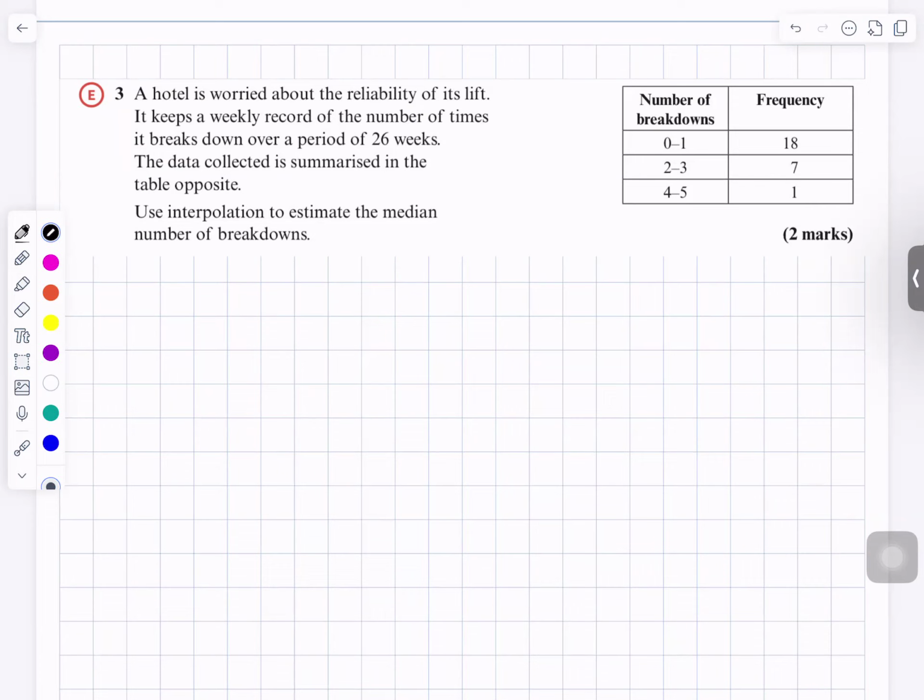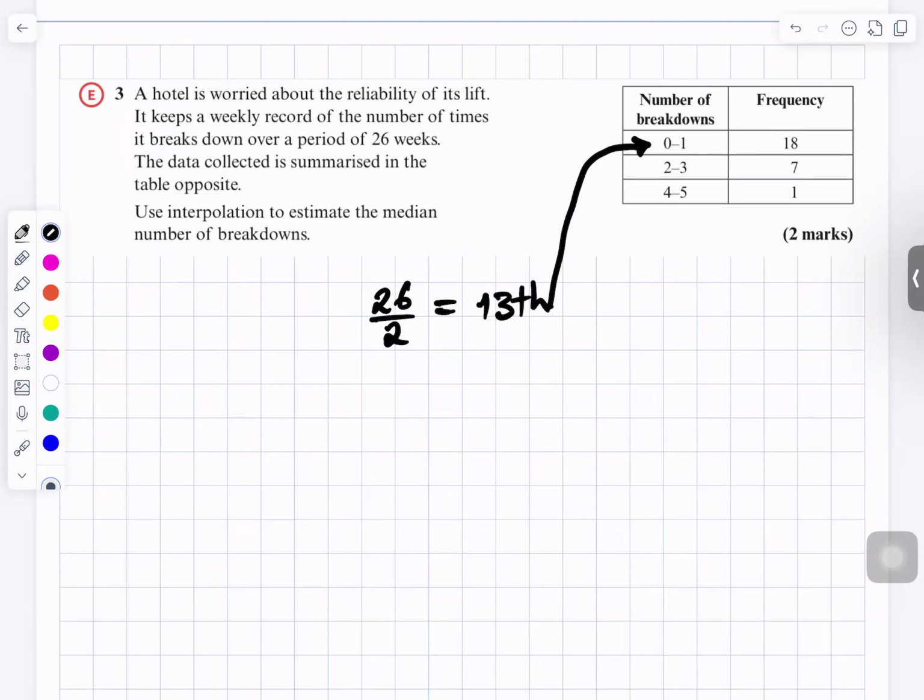So now, since we had 26, we want to find which group it will be found inside. So the first thing we do is 26 divided by 2. Divided by 2, it gives us 13. So the 13 value will be found inside the group 0 to 1. Does that make sense? Okay, that's once you establish that.